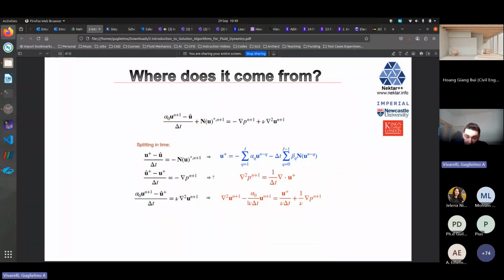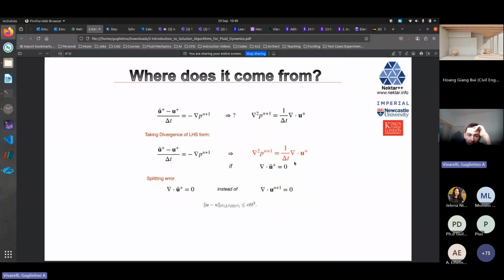Once again, these are not exponents. Well, sorry, to the power of, they are exponents. They indicate the next time step, okay? Where you also have the U plus here, which indicates your intermediate solution coming from the first step involving only the left-hand side of the original Navier-Stokes equations in incompressible form.